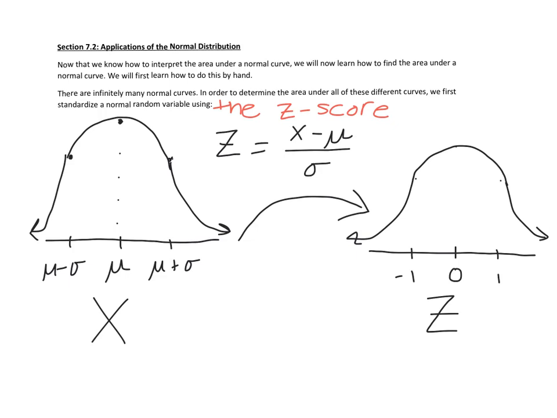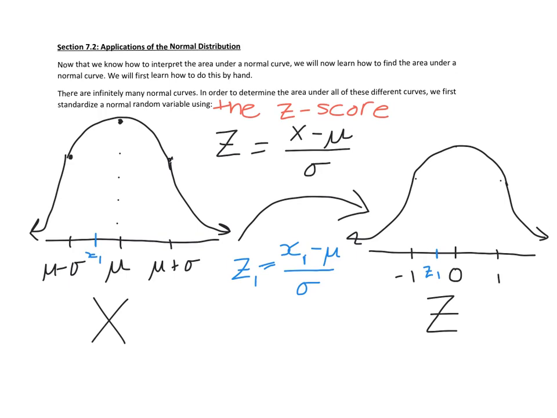Let's do a quick example. Let's say we had a value on this x distribution to the left. We'll call it x1. And x1 has a z-score, which we can call z1, and we can map it on our z distribution.